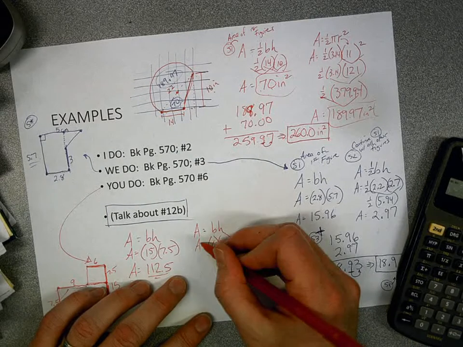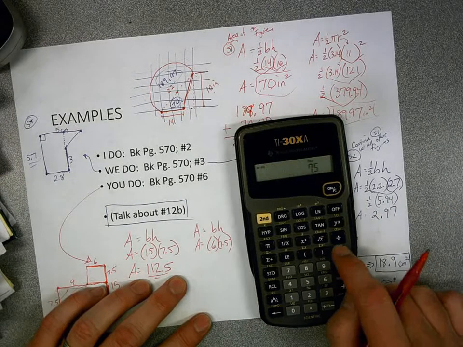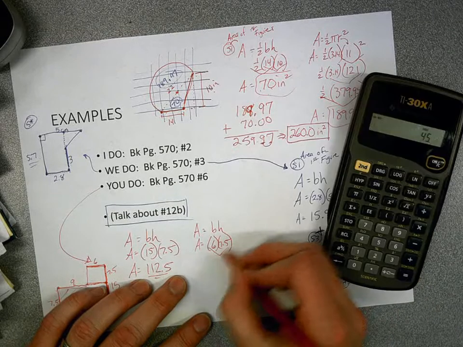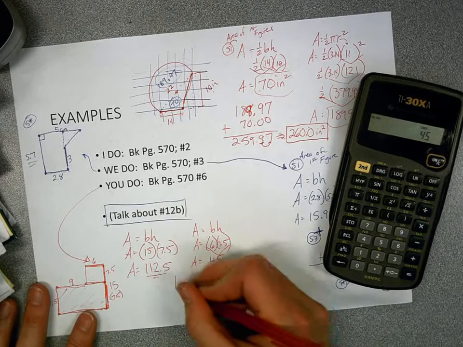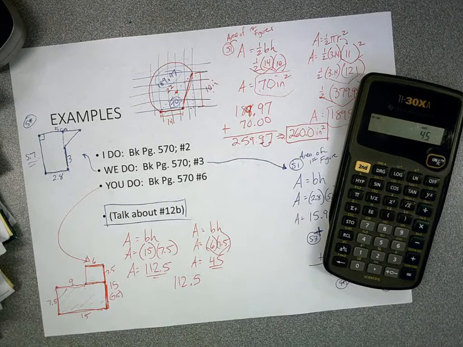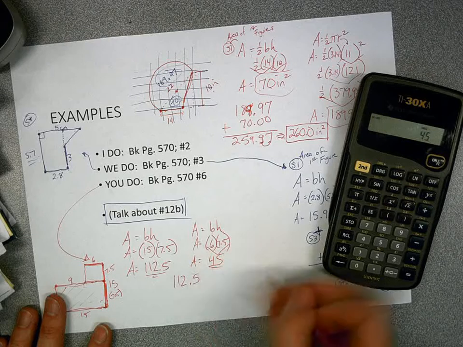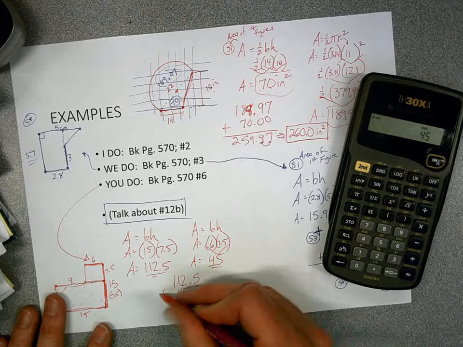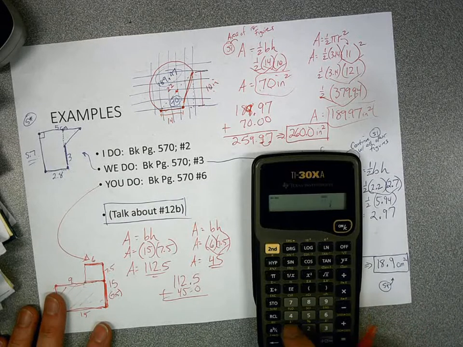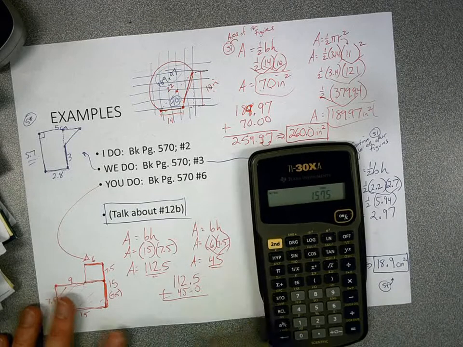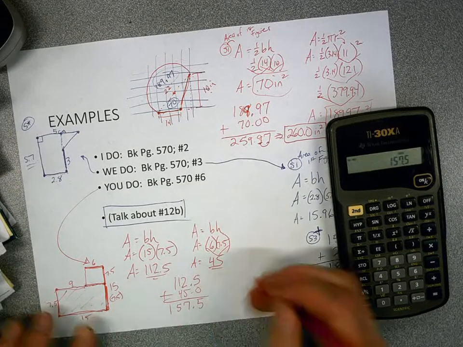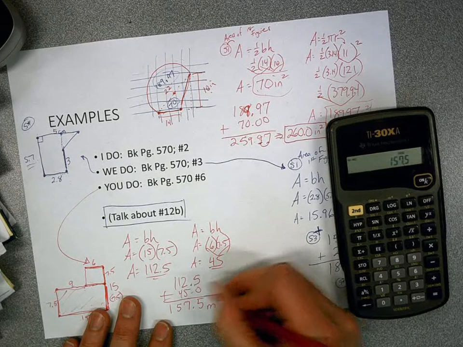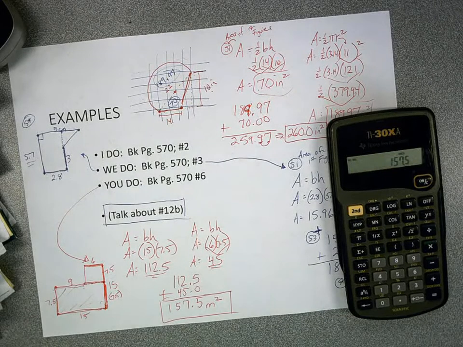With that said, I multiply 7 and 5/10 times 6, and I end up with 45 for our area. And of course, I'm done with all the shapes. I add up all of the areas. So 45 plus 112 and 5/10 equals 157 and 5/10. And it is all in meters, so it is square meters. I don't have to round since it's already rounded to the nearest tenth. Okay, questions?